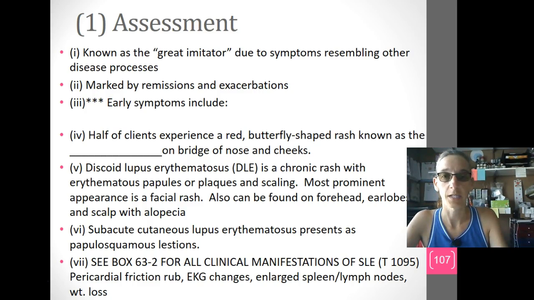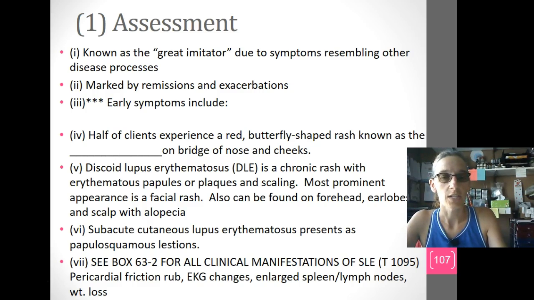All right, half of the clients experience a red butterfly-shaped rash, again, I hope you'll look that up, but it's known as a malar rash, M-A-L-A-R, on the bridge of the nose and the cheeks. The rash gets worse in the sunlight. Then we have discoid lupus erythematosus, DLE. It's a chronic rash with erythematous papules or plaques and scaling. The most prominent appearance is a facial rash. Also can be found on the forehead, earlobes, and scalp with some alopecia. It's a flat red rash, and it heals with some scarring though.